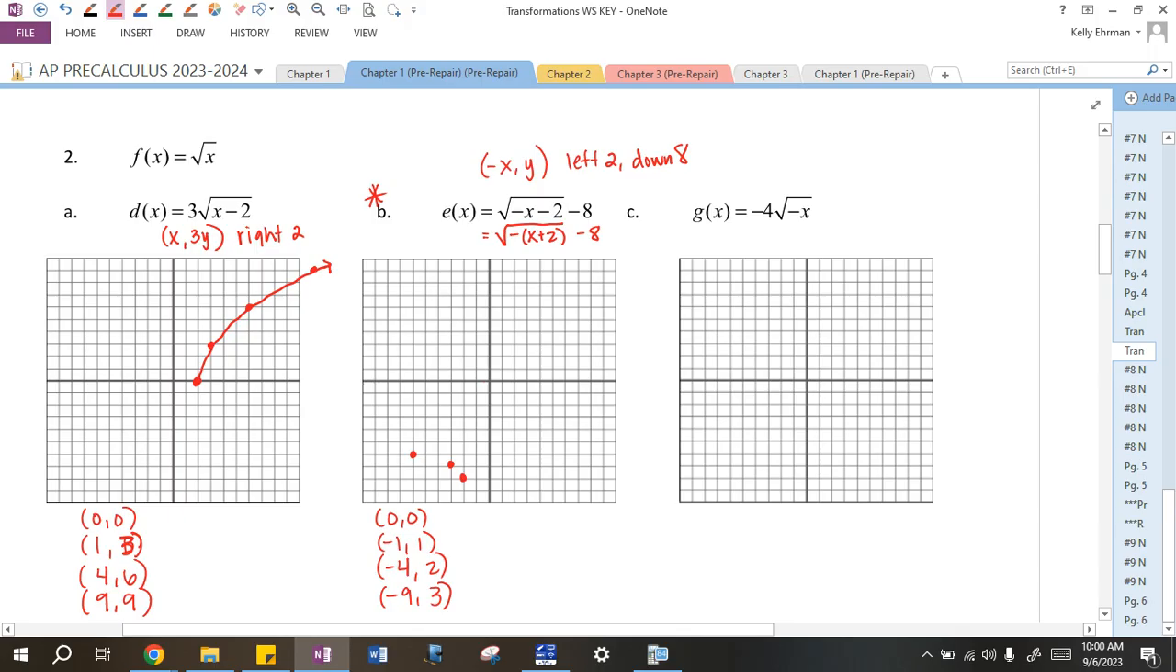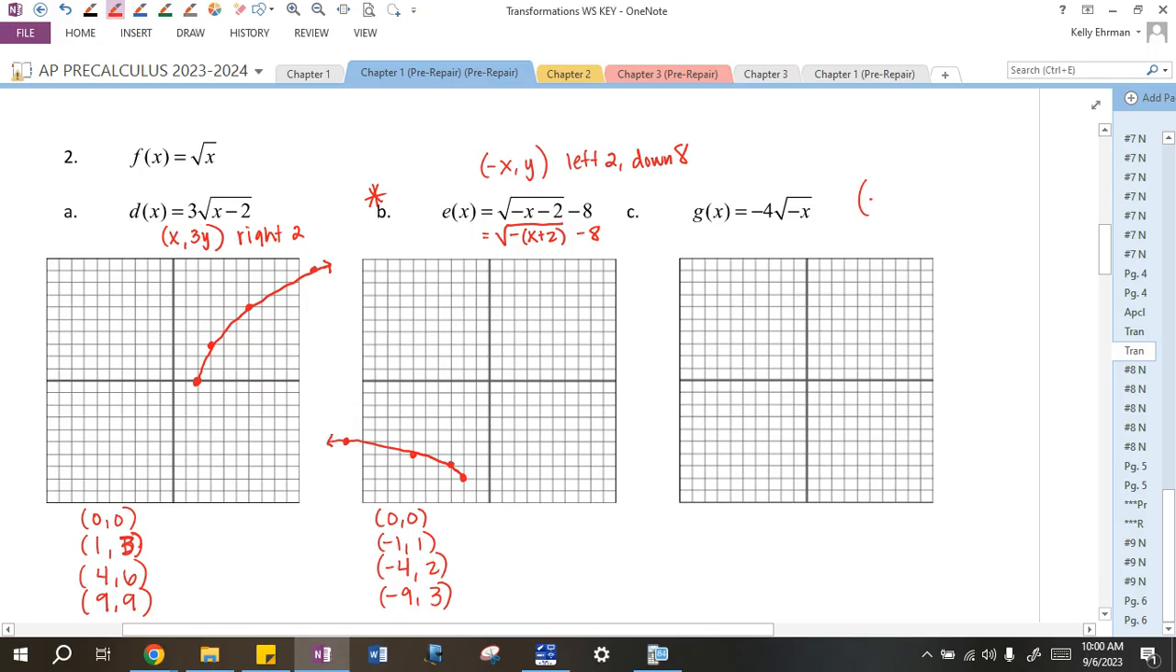And then negative 9, 3. I should go down 2. I'm sorry, left 2 and down 8. So down 3 and then down another 5. I did say if the points go off the grid, you don't have to graph them. So you could stop after 3 points on this one if you want.